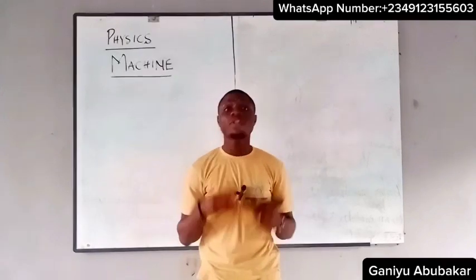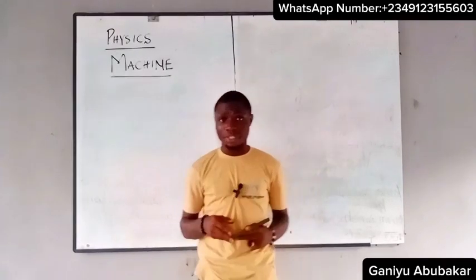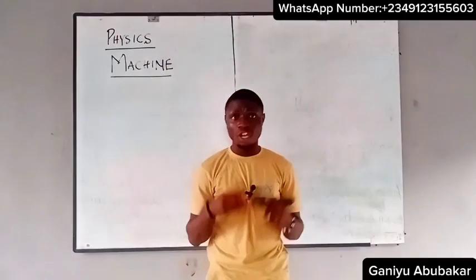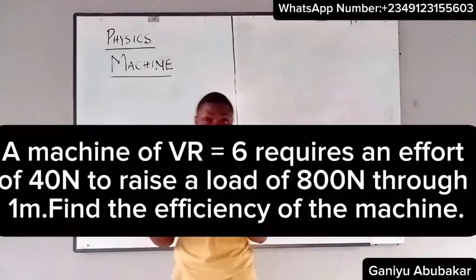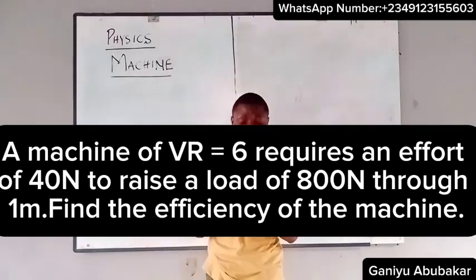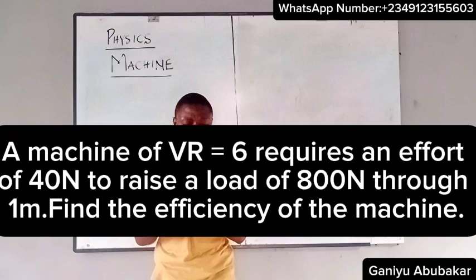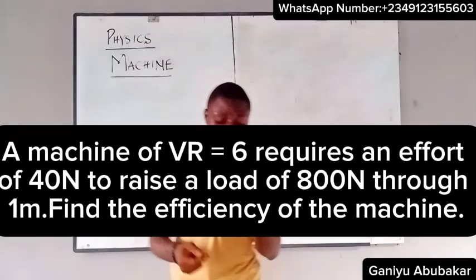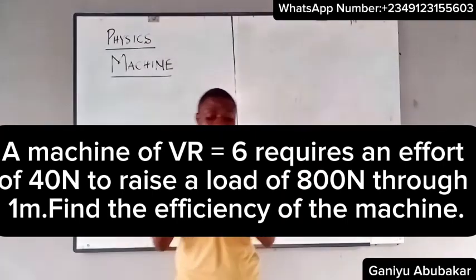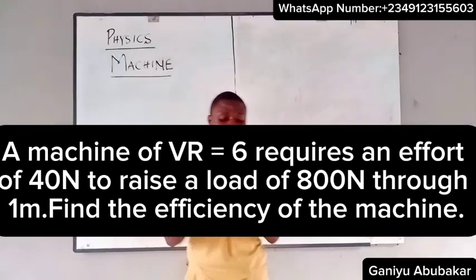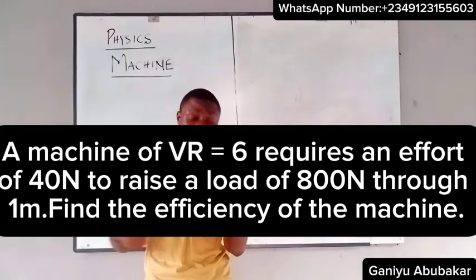Welcome back. Let's try to solve some problems under the concept of machine, and let's see what we get. Question 1 says a machine of velocity ratio 6 requires an effort of 400 Newton to raise a load of 800 Newton through 1 meter. Find the efficiency of the machine.